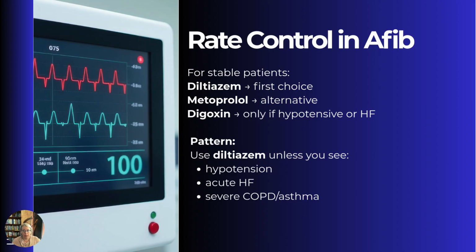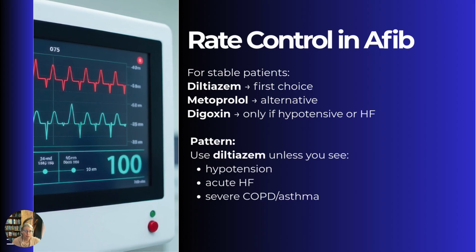Okay, AFib. So for stable patients, think AFib, diltiazem as the first choice, first line. If that isn't working for some reason, they do use metoprolol as an alternative, and only use digoxin, the cardiac glycoside, if they're hypertensive or in heart failure. So you're going to primarily see diltiazem with AFib.